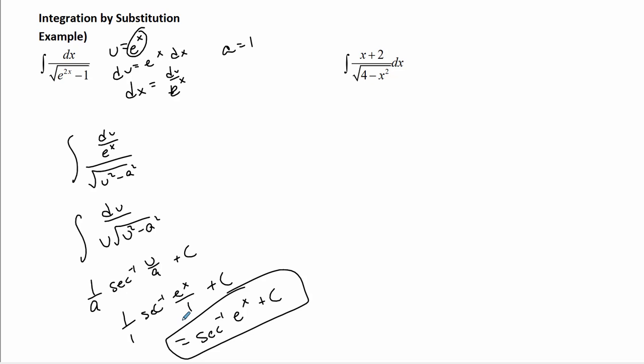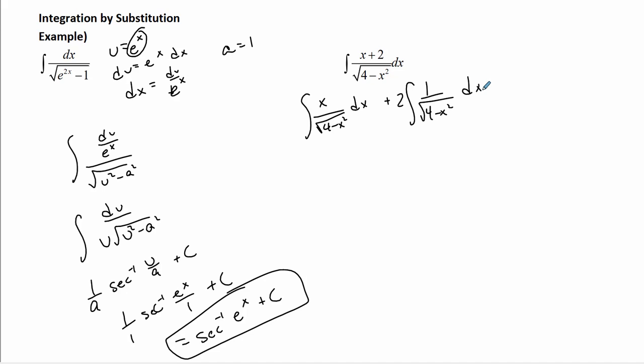Next one is the integral of x plus 2 over square root of 4 minus x squared. So what I'm going to do now, to make it a little easier on myself, because the denominator is a monomial and the numerator is a binomial, I'm going to split the integral. So this is the same integral of x over square root of 4 minus x squared dx plus, and then I'm going to pull that 2 out, times the integral of 1 over square root of 4 minus x squared dx.